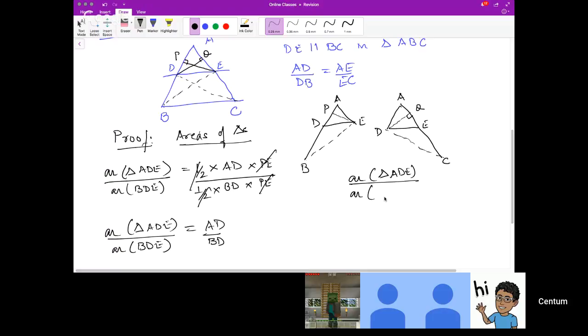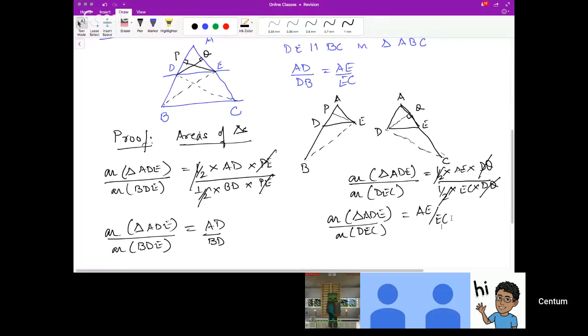Let's say this point was C. So DEC is nothing but half into base, so this one is base here, AE, into height. Height was DQ, upon half into, what is the DEC area? If EC is the base, and DQ is perpendicular again, then DQ gets cancelled, half gets cancelled, and we get area of triangle ADE upon area of triangle DEC is equal to AE by EC.